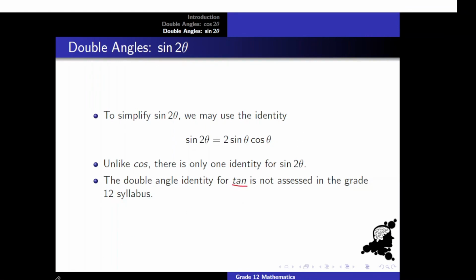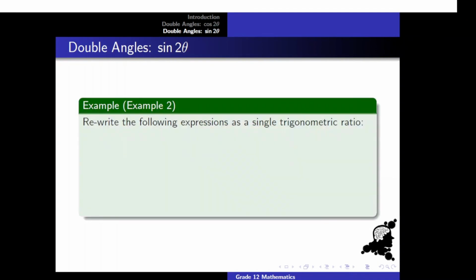In the same way, as you've seen in the previous video, we did not cover the compound angle identity for tan. Although it does exist, it is not covered in the grade 12 syllabus, so we need not concern ourselves with it. Right, let's look at some questions here. We are rewriting the following as a single trig ratio.